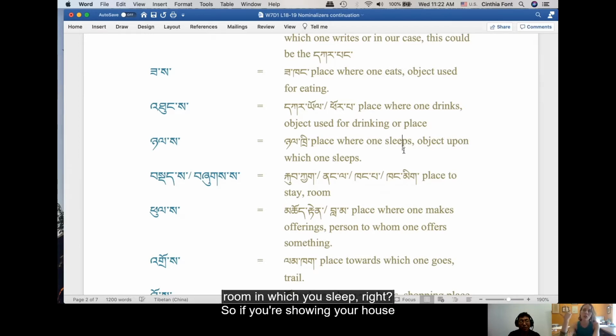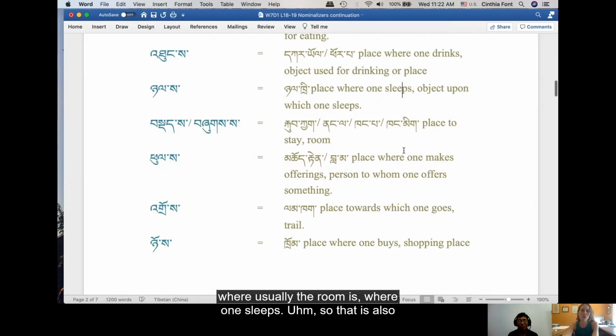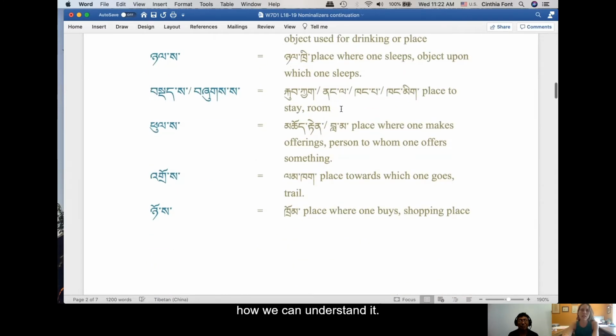So if you're showing your house to a friend that's coming to visit you, and you say, oh, this is my room, then you would say nyesa, so that they know that is the place where one usually sleeps. That is also how we can understand it. We can also use nyesa for a guest house, similar to desa. Kirangla nyesa yobe. So it can also be a guest house, similar to kirangla desa. Okay, let's go to the next.